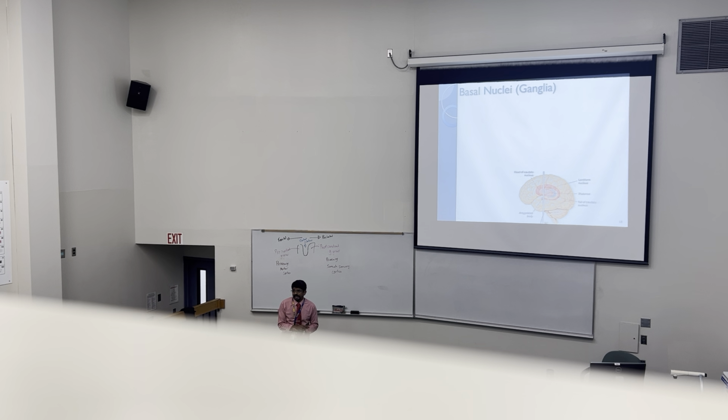Basal nuclei. It used to be called ganglia. We don't use that anymore. So an old textbook still has its basal ganglia. Basically, we use ganglia now for collections of cell bodies in the peripheral nervous system.